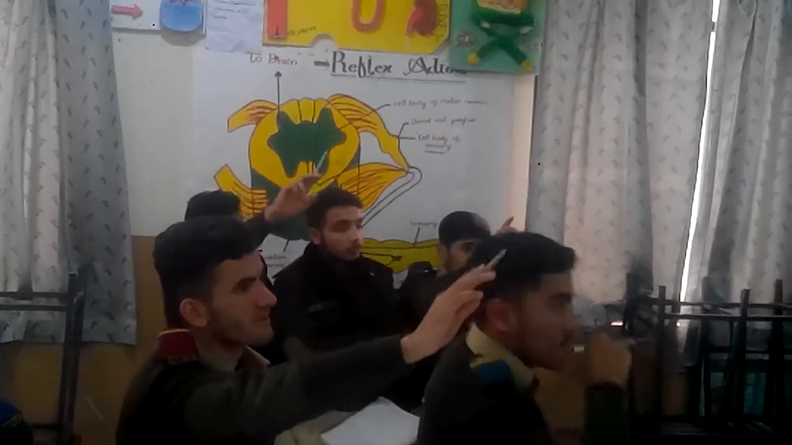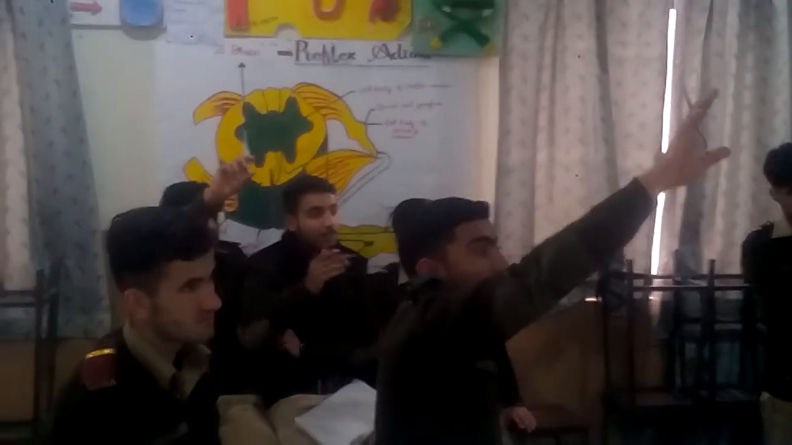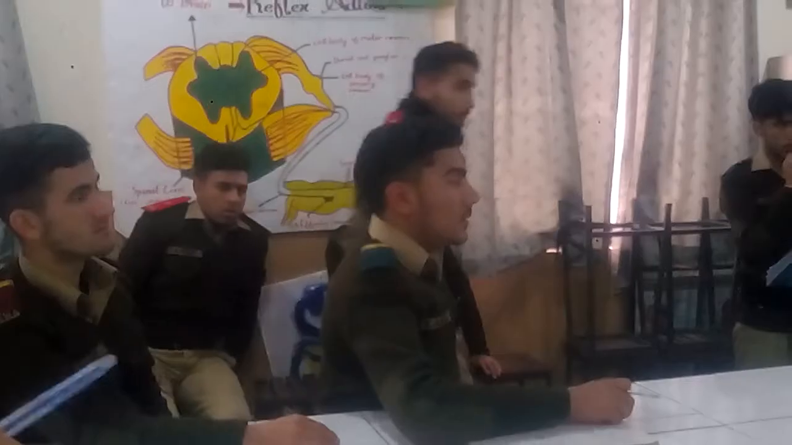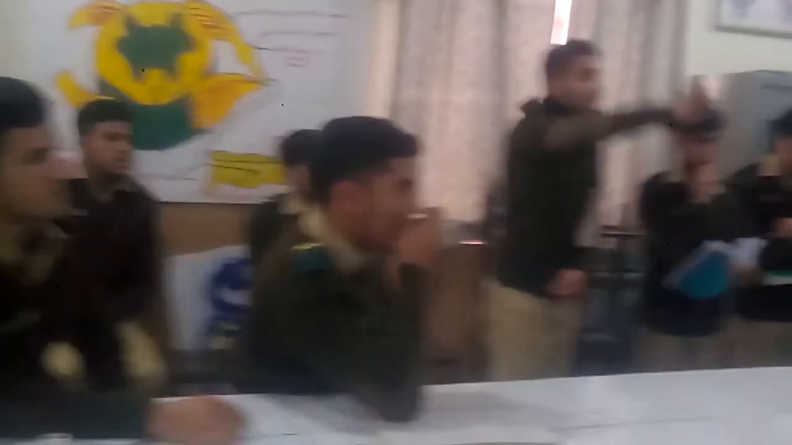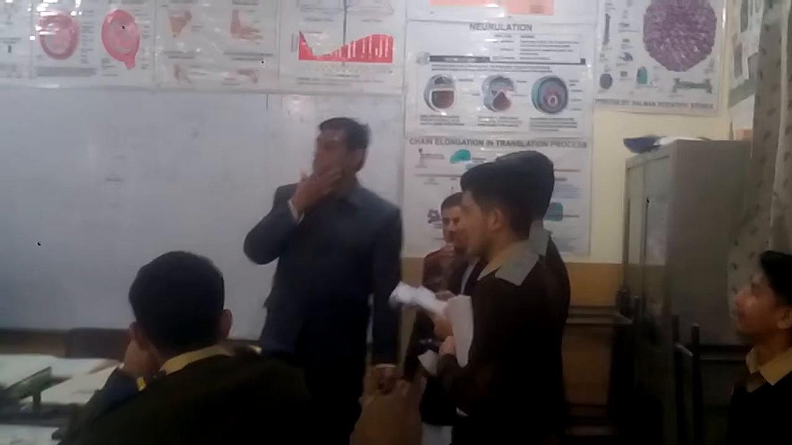Which starch? Amylose. Amylose is digested by which enzyme? Amylase, which is also called ptyalin. Spelling of ptyalin: P-T-Y-A-L-I-N. Ptyalin is the enzyme present in the salivary glands.